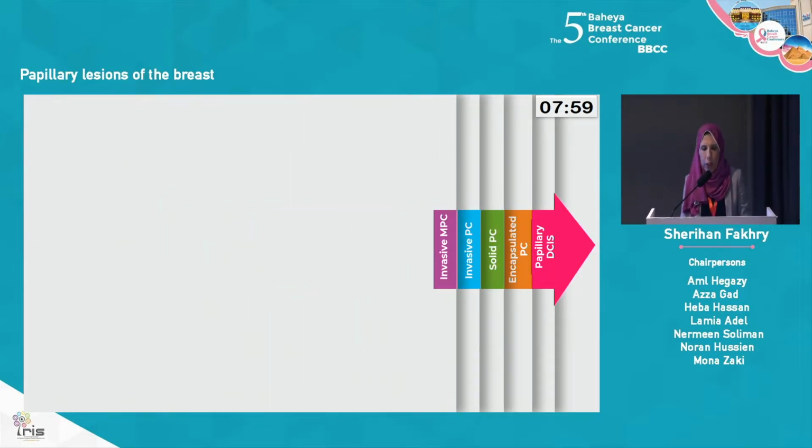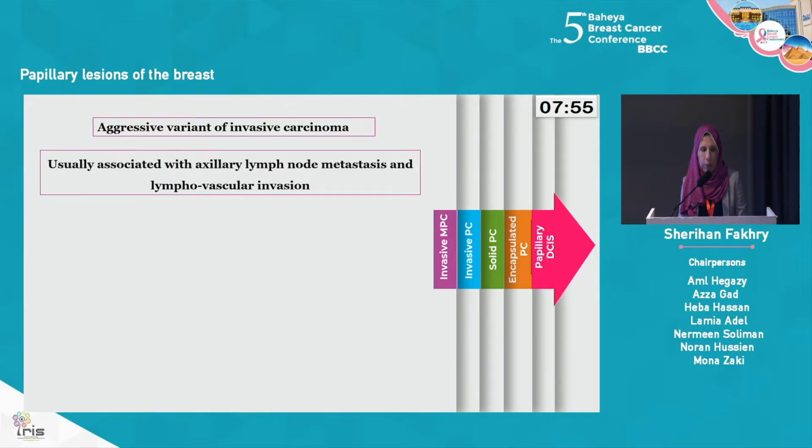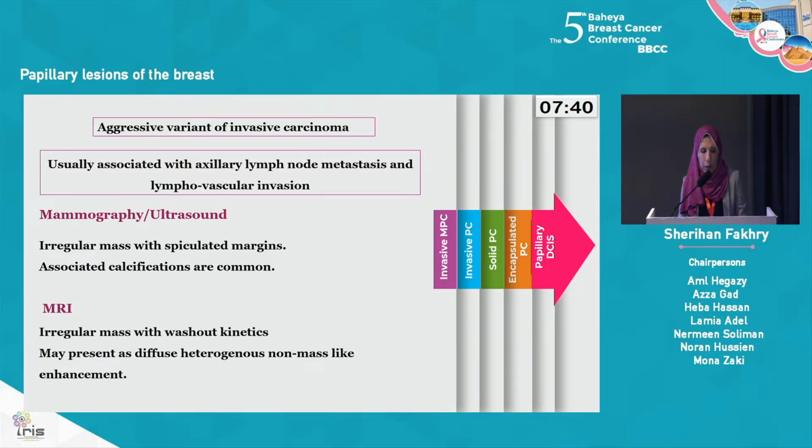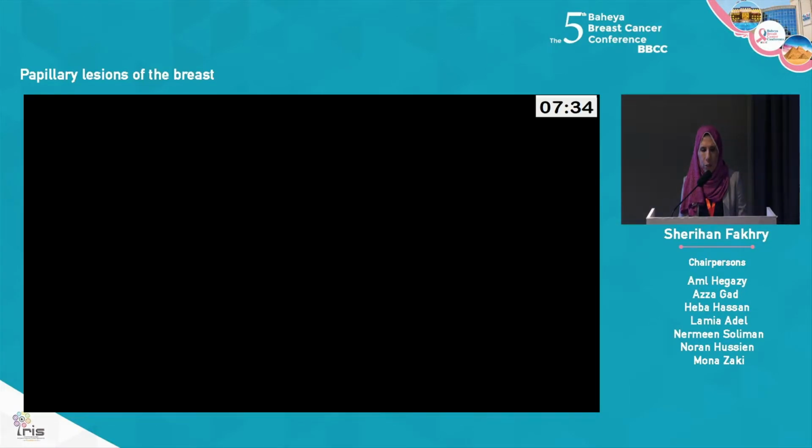Lastly, the invasive micropapillary carcinoma. They are an aggressive variant of invasive carcinoma and usually associated with axillary lymph node metastasis and lymphovascular invasion. By mammography and ultrasound, they usually appear as irregular mass with speculated margins, and associated calcification is common. By MRI, they appear as irregular mass with washout kinetics, or may present as diffuse heterogeneous non-mass-like enhancement.